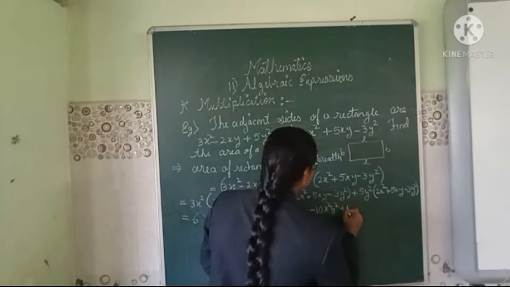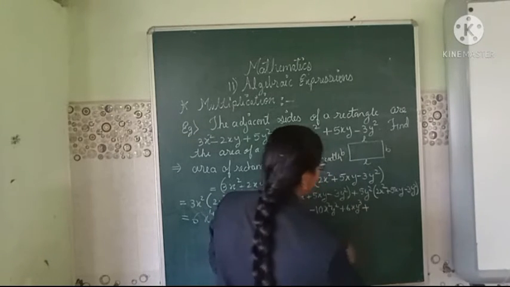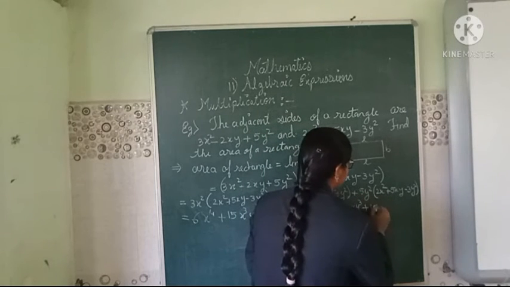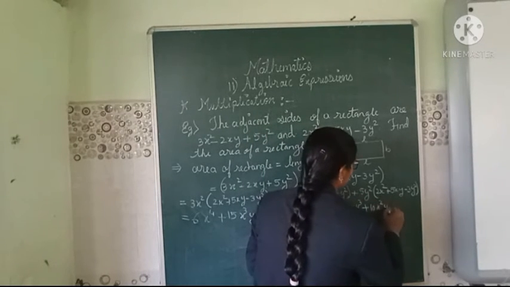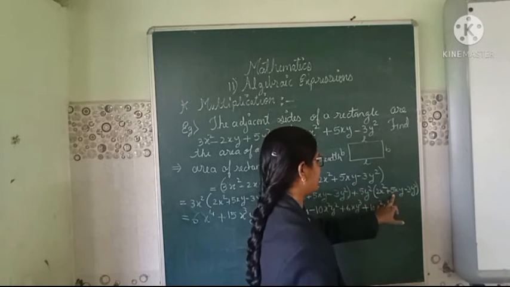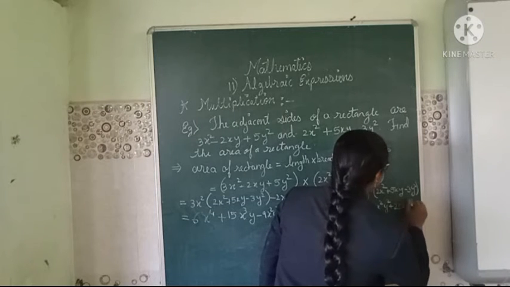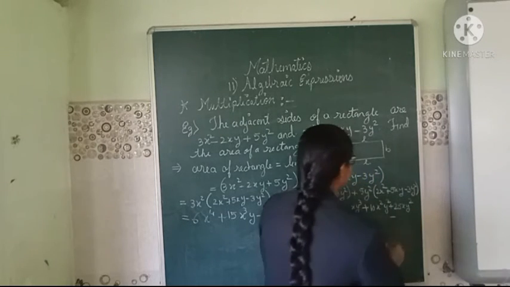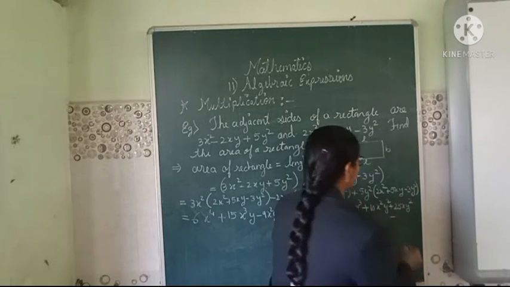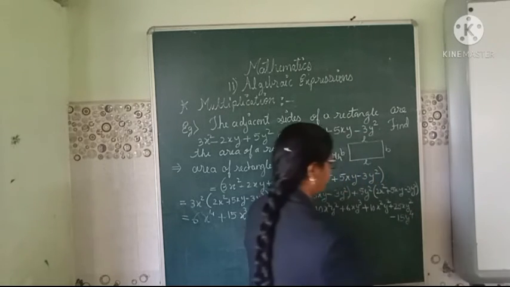2 3s are 6xy cube, plus 5 into 2 is 10x square y square, plus 5 multiplied by 5 is 25xy cube, and last is negative sign, plus minus will be minus. 5 multiplied by 3 is 15y raised to 4.